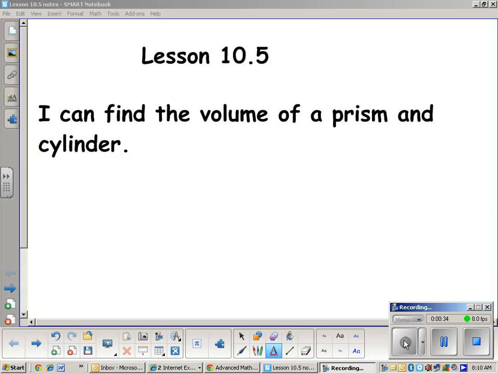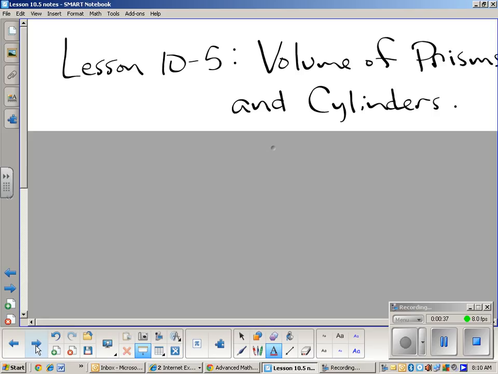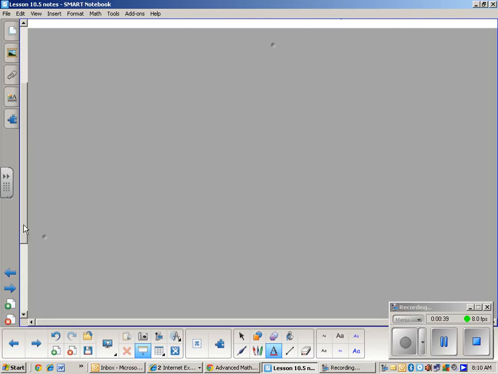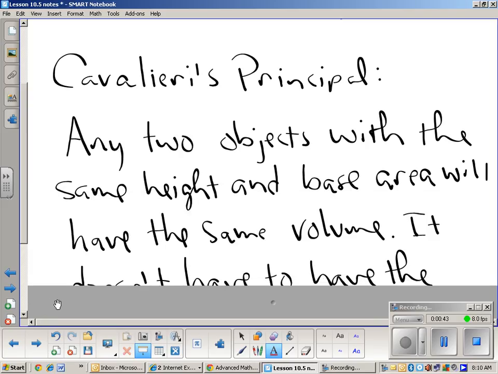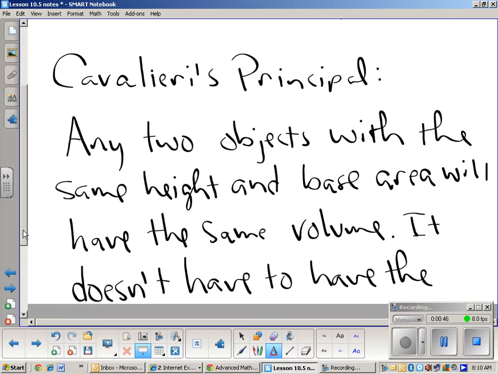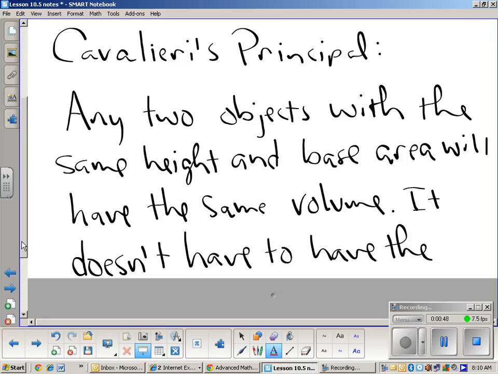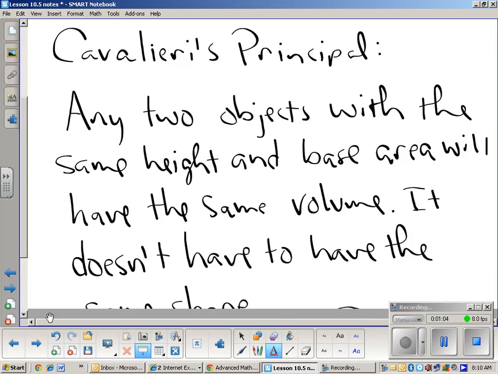So today, Cavalieri's principle. Cavalieri's principle: any two objects with the same height and same base area will have the same volume. Does not have to be the same shape. That's what that says under there. Does not have to be the same shape.